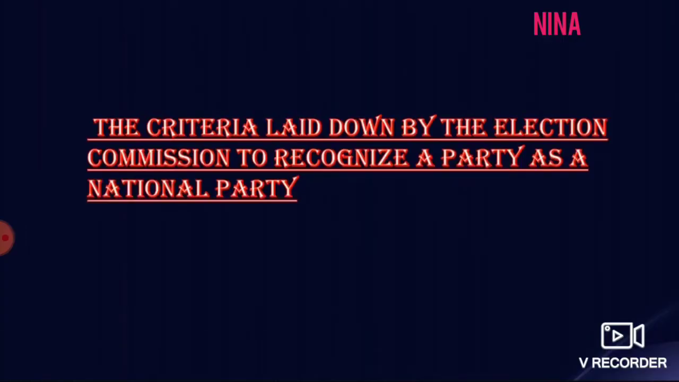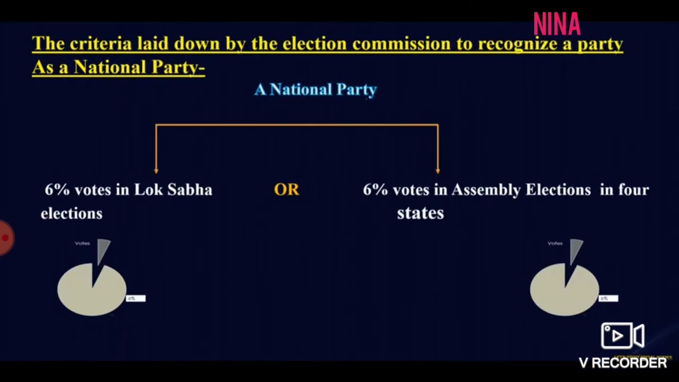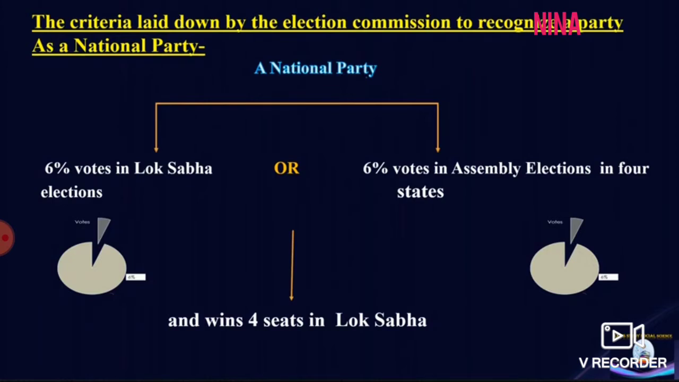Now, children, as I told you, these are the criteria laid down by the Election Commission to recognize a party as a national party. You can see those criteria here on the screen. If it is a national party, it needs at least 6% votes in a Lok Sabha election, or 6% votes in assembly elections in 4 states. This is the main criteria. The third one is that the party wins a minimum of 4 seats in Lok Sabha, and candidates of the party should be elected from a minimum of 2% of the total Lok Sabha constituencies and from a minimum of 3 states.